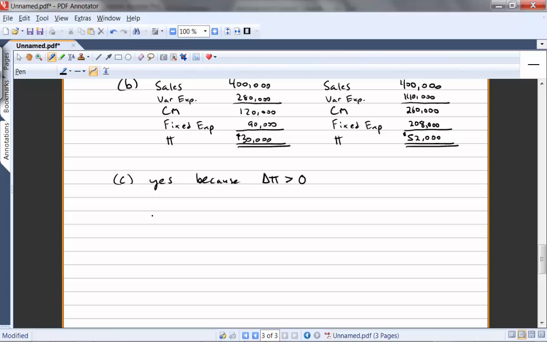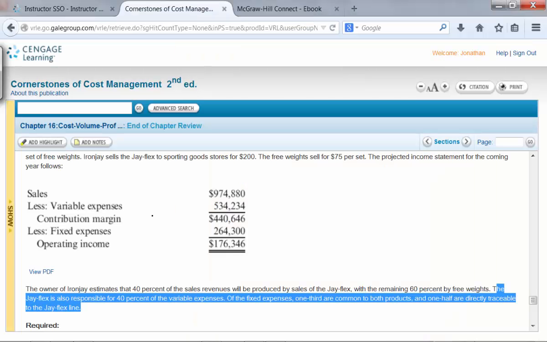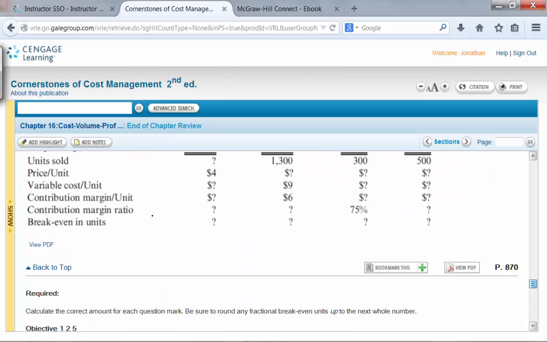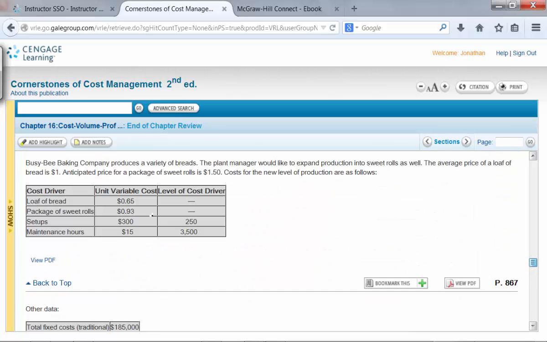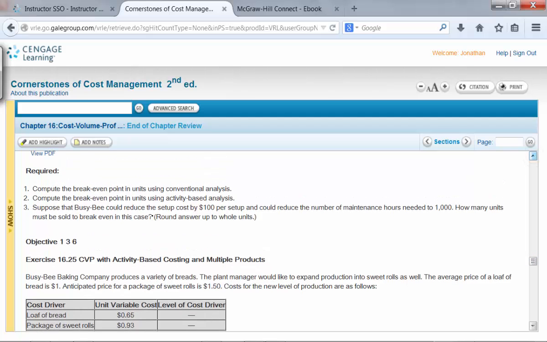Alright, let's go on to the next problem. Now for this one, we're going to go to a different online book which you don't have access to. We're going to look at exercise, if I can find it. Or maybe it's a problem. No, it's exercise 16.24.